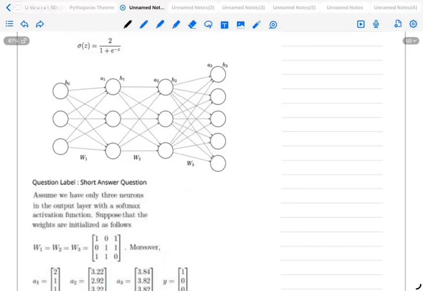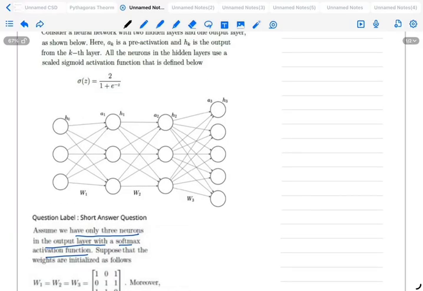Assume we have only 3 neurons in the output layer with the softmax activation function. That is, only in this network we have the softmax activation function. That is a classification problem. Only assume 3 neurons. It is mentioned in the question.